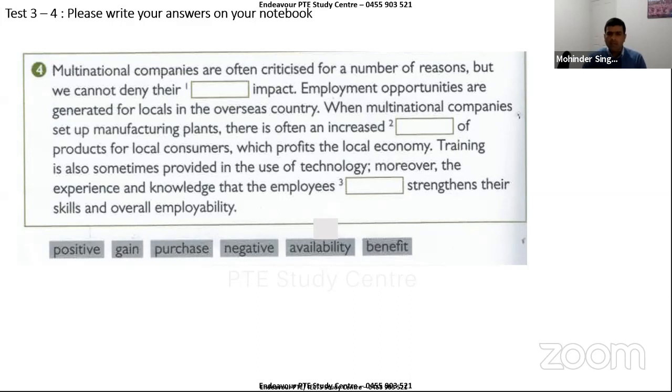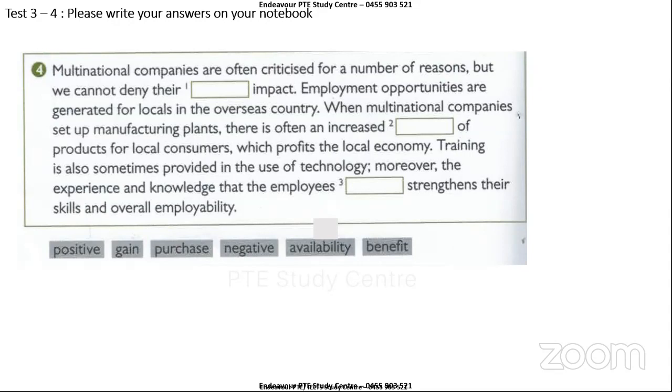Now, next one was Lena. What did you put in the next one, Lena? I put actually purchase. I'm not sure. So, when multinational companies set up manufacturing plants, that is a complex sentence again. So this first one compound, this one compound and simple, and then a complex sentence. When multinational companies set up manufacturing plants, comma, there is often an increased, what increased?